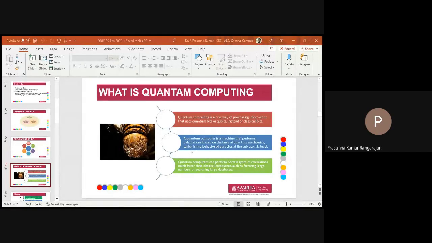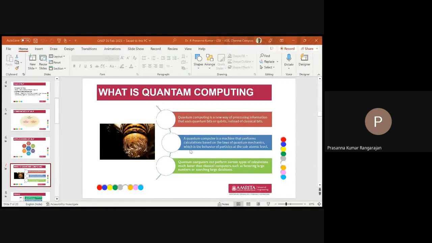Actually, we have laws of quantum mechanics. I think you are all very familiar with what an electron is, right? The electron has the property of both a wave and a particle at the same time. This is the basic concept of quantum mechanics. So I'll repeat again: the electrons have the property of both a wave and a particle at the same time. We call it wave-particle duality in short.